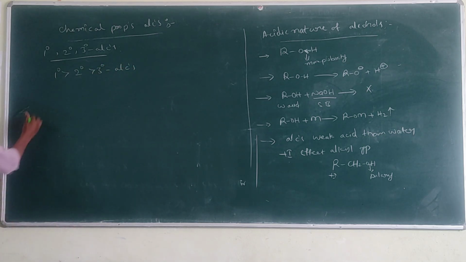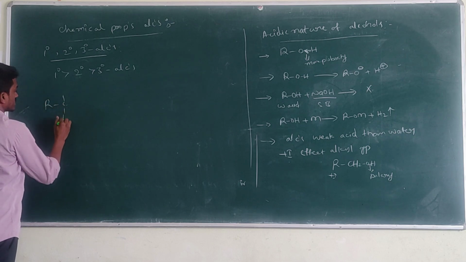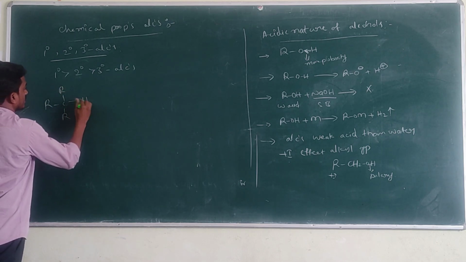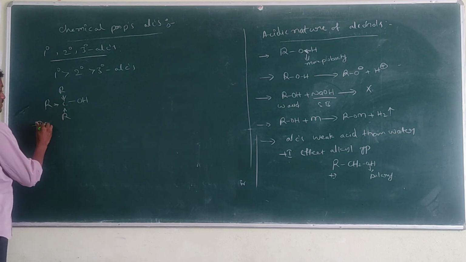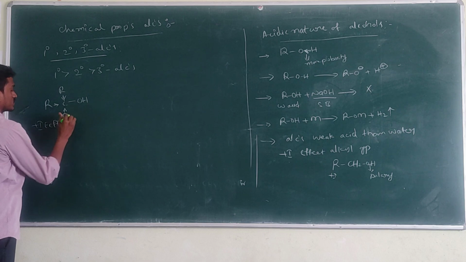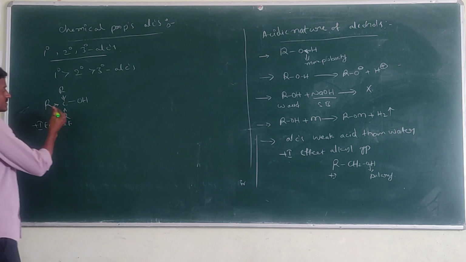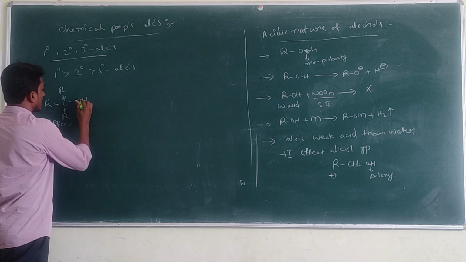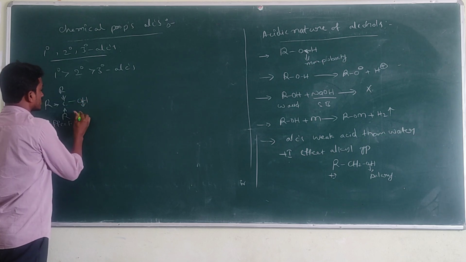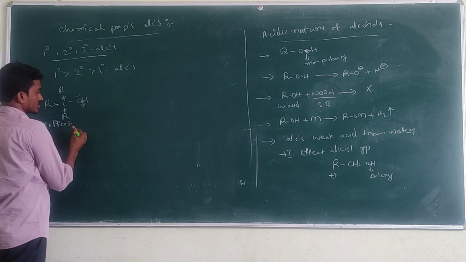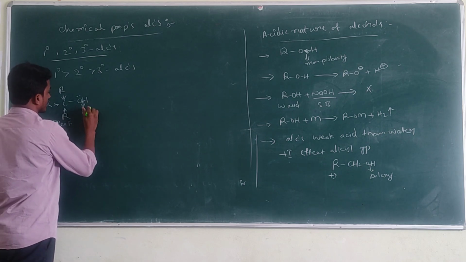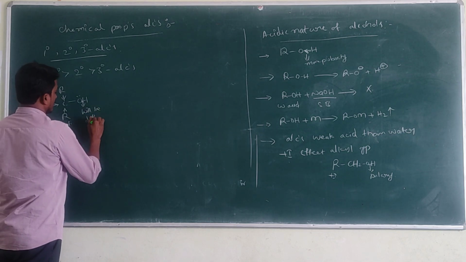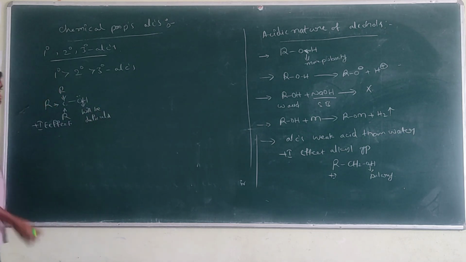In tertiary alcohols, three plus I effect groups are present. Because of the plus I effect, electron density increases on the oxygen atom of the oxygen-hydrogen bond, so breaking it will be difficult. So tertiary alcohols act as weak acids.